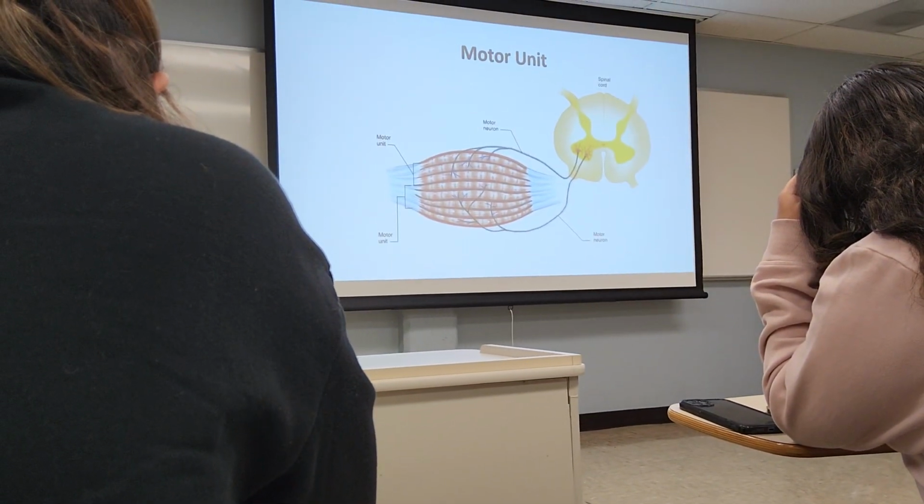Which of these motor units is larger? The bottom, because it's innervating more fibers, right? So the motor unit on top would be smaller because it's innervating fewer fibers. The motor unit on the bottom would be larger because it's innervating more fibers. If all these fibers are the same size, which motor unit is going to produce more force? The one on the bottom. Why? It's innervating more fibers, right?